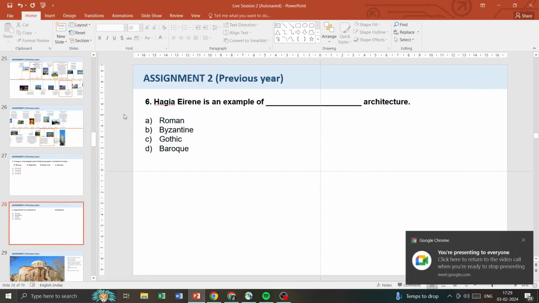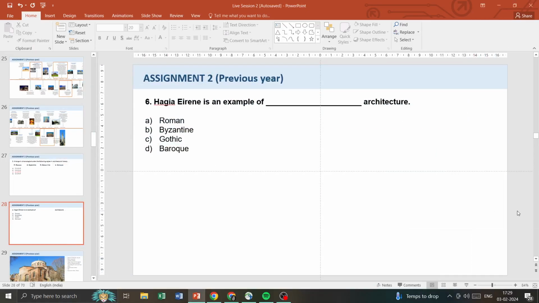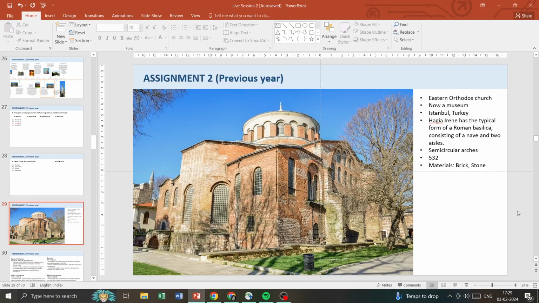So question number 6. Hagia Irene is an example of dash architecture: Roman, Byzantine, Gothic, and Baroque. So you all must have heard of Hagia Sophia in Turkey. So Hagia Irene is also in Istanbul, Turkey. It's an Eastern Orthodox church. It's now a museum. It's located in Istanbul, Turkey.